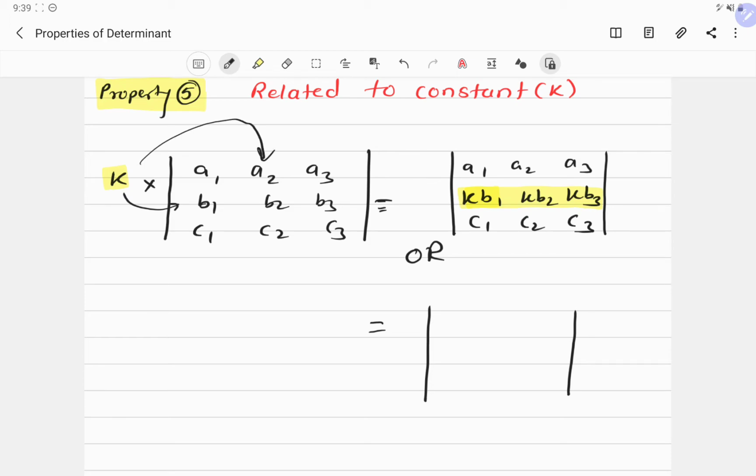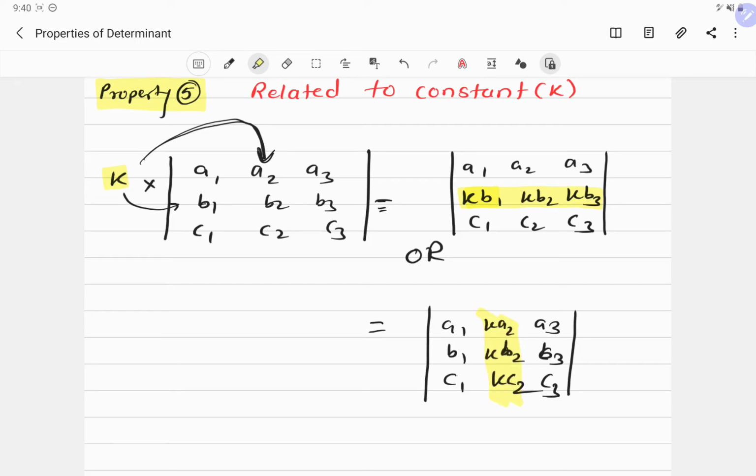If you want, you can multiply that k to one particular column too. So here I am keeping the first column as it is, a1, b1, c1. Even I am keeping the third column as it is, which is a3, b3, c3. And let's multiply this k to the second column. It becomes k times a2, k times b2, and k times c2. So please observe this thing very carefully.